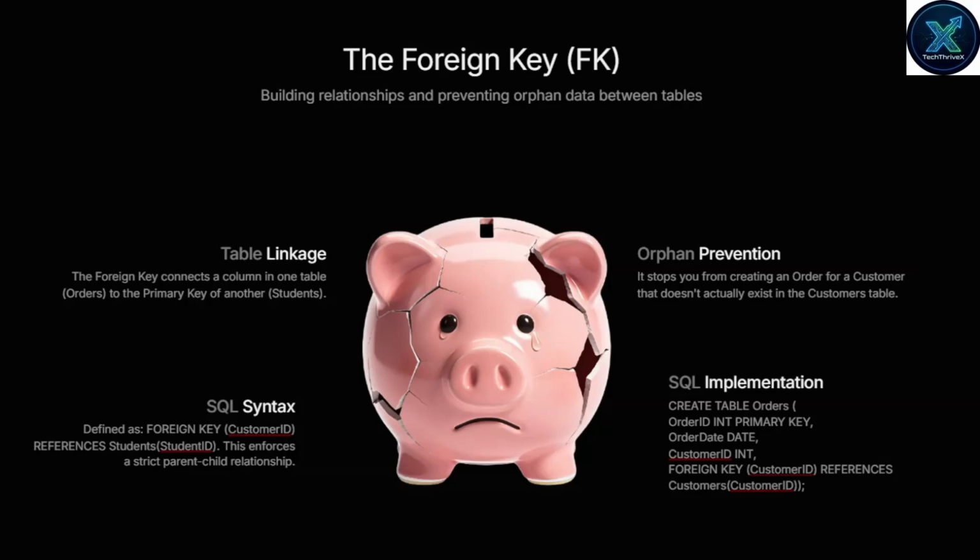Coming to foreign key, you can assume it as the bridge between two tables. It is a column in one table that points to the primary key in another. It creates a relationship between these two tables. It prevents orphan data from entering. Example, you cannot have an order for a customer who does not exist. The foreign key makes sure the customer ID in your orders table actually matches a real person in your customers table. You can see the example syntax here.